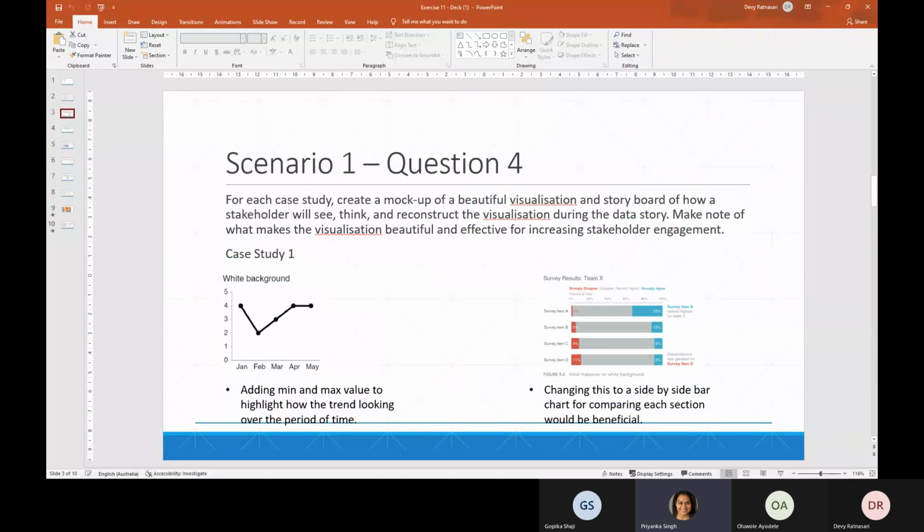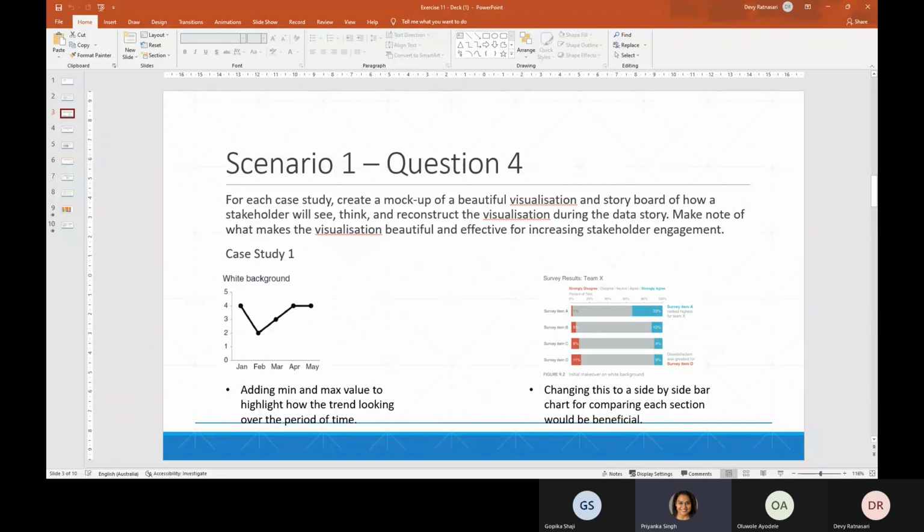Then there was a case study for which we have to create a mock-up of a beautiful visualization and a storyboard of how stakeholders will see, think, and reconstruct. For case study one, there were two graphs. For the first graph, which has a white background, adding a minimum value to highlight how the trend is looking over the period of time would be beneficial. Right now, we don't have any value there, so I think adding a minimum and maximum value will make sense.